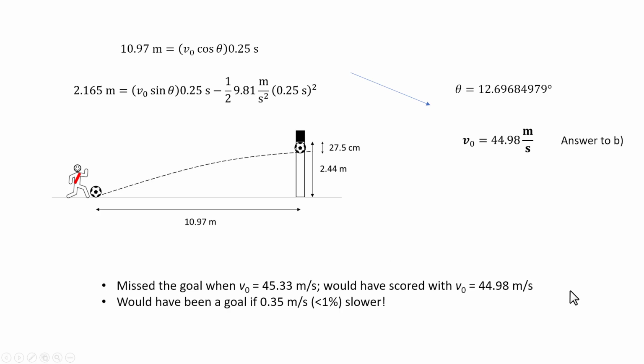That said, it's kind of sad for me to realize that all we needed was for this player to reduce his kick force by a little less than 1%. Just a tiny 0.35 meters per second slower, and he would have made it. Oh well.